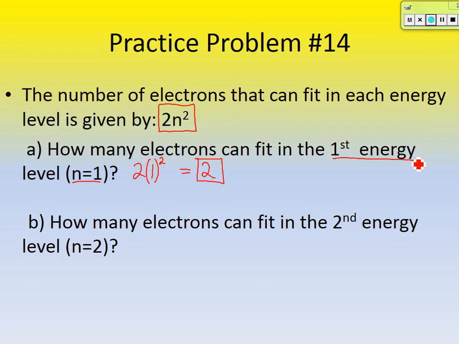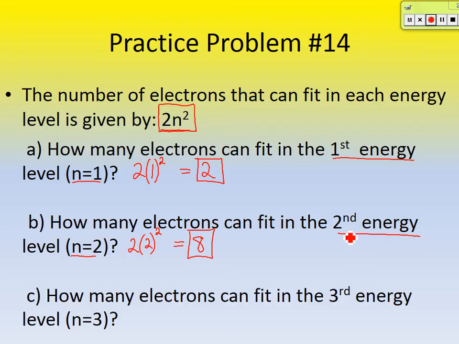Part B says, how many electrons can fit in the second energy level? So the n equals 2 energy level. Let's plug into this formula again. 2 times, now n in this case is 2, and we're going to square that number. So 2 times 2 is 4, times 2 more is 8. So there's 8 electrons that can fit in the second energy level.